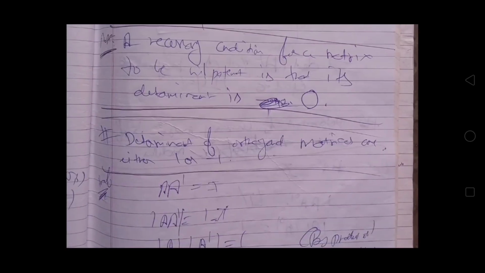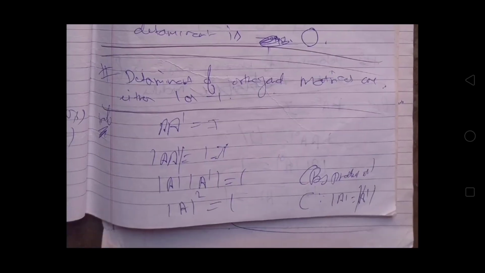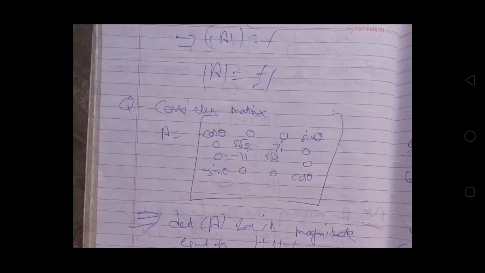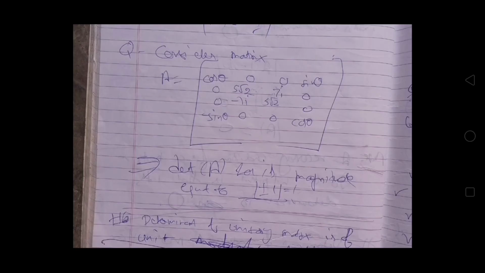Now the determinants of orthogonal matrices are either 1 or minus 1. So A times A dash is equal to the identity matrix. Taking the determinant on both sides and applying some properties of determinants of matrices, you will get the square of the determinant of A is equal to 1. You will get the determinant of A is equal to plus or minus 1. Now consider this question. This matrix is clearly an orthogonal matrix. So the determinant of A has its magnitude equal to the modulus of plus or minus 1, which will be equal to 1.